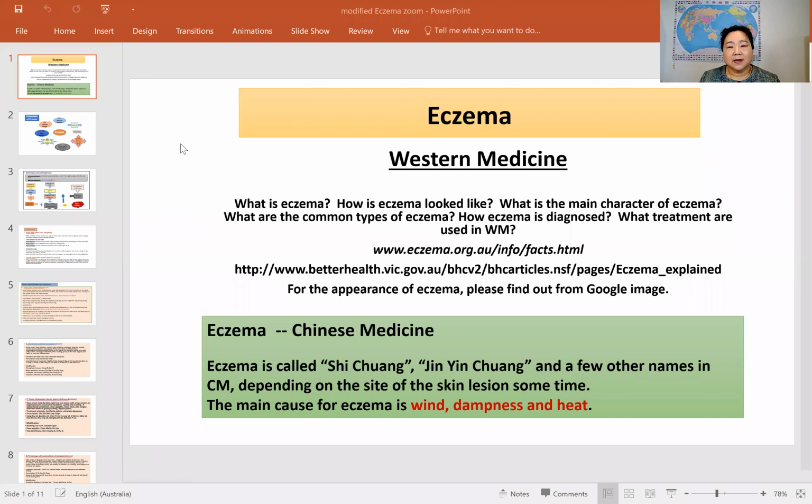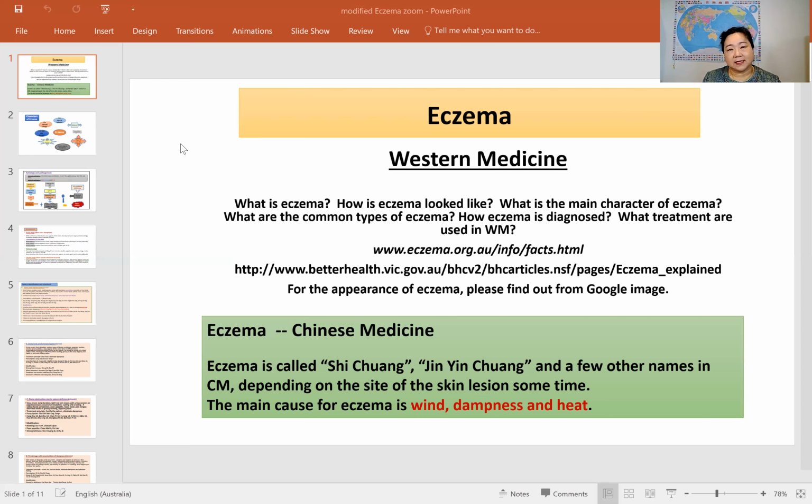For eczema, before we go to the Chinese medicine section, I would like you to do self-study about Western medicine: what is eczema, what does eczema look like, what is the main character of eczema, what are the common types of eczema, how eczema is diagnosed, and what treatments are used in Western medicine. There are so many websites you can use.